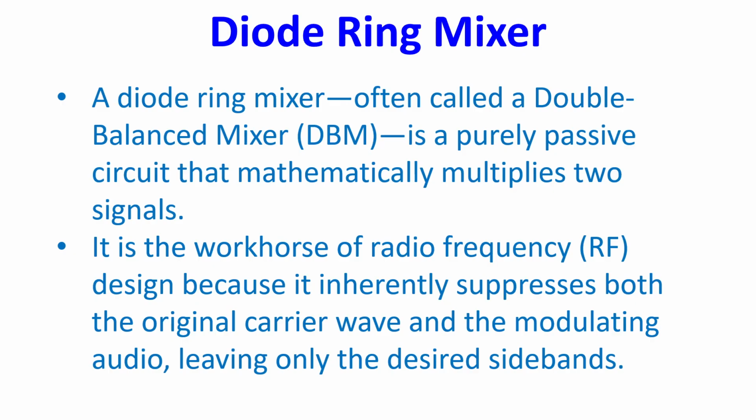A little more detail about the diode ring mixer, which is the commonest in usual homebrew circuits. A diode ring mixer, often called a double balanced mixer, is a purely passive circuit that mathematically multiplies two signals. It is the workhorse of radio frequency design because it inherently suppresses both the original carrier wave and the modulating audio, leaving only the desired sidebands.